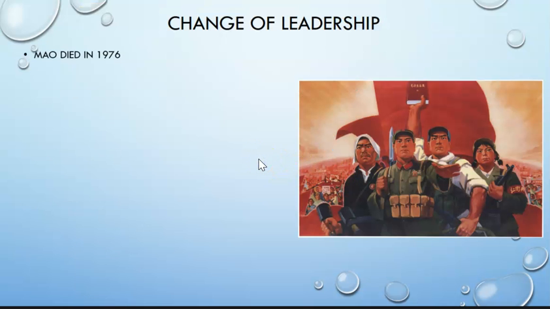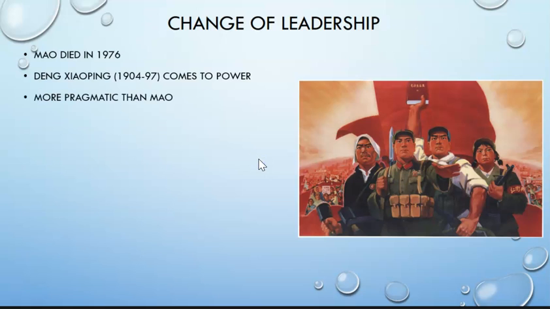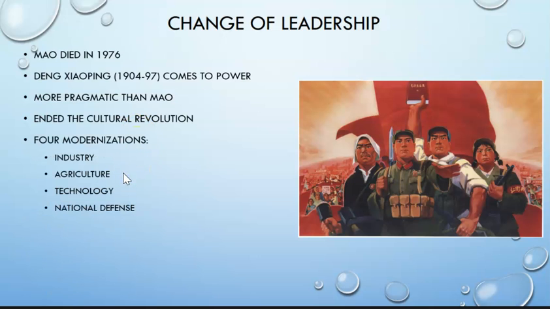Well, change of leadership. Mao dies in 1976, and we're going to see that Deng Xiaoping will come to power. He is more pragmatic than Mao. He will rule from 76 until, I guess, 97. He ended the Cultural Revolution because it was so feared and considered to be excessive by some people in the Communist Party even. And so he ends it there.